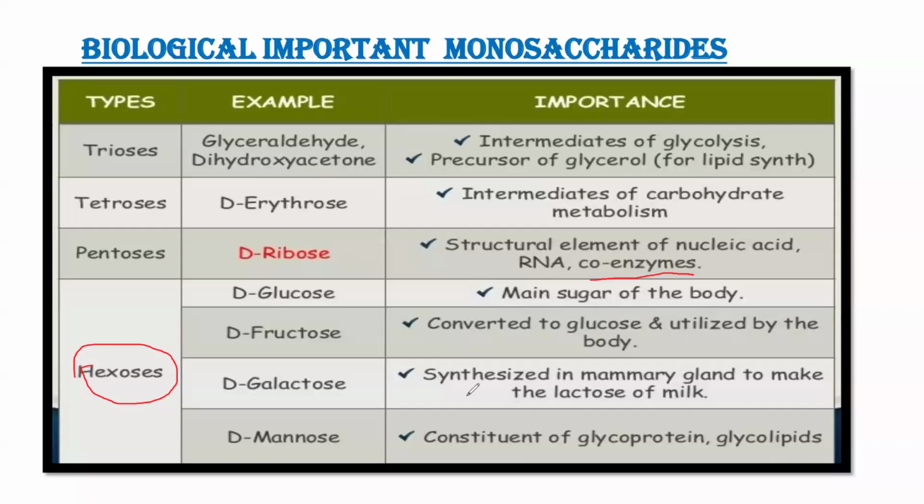So D-galactose is important in the synthesis of the lactose that is found in milk. And then we have D-mannose. D-mannose is also a constituent of glycoproteins and glycolipids. And remember from our previous classes, I told you that glycoproteins and glycolipids are found on the cell membrane. In fact, some of them serve as a receptor on the surface of the cell. So these are the sugars that are of biological importance.